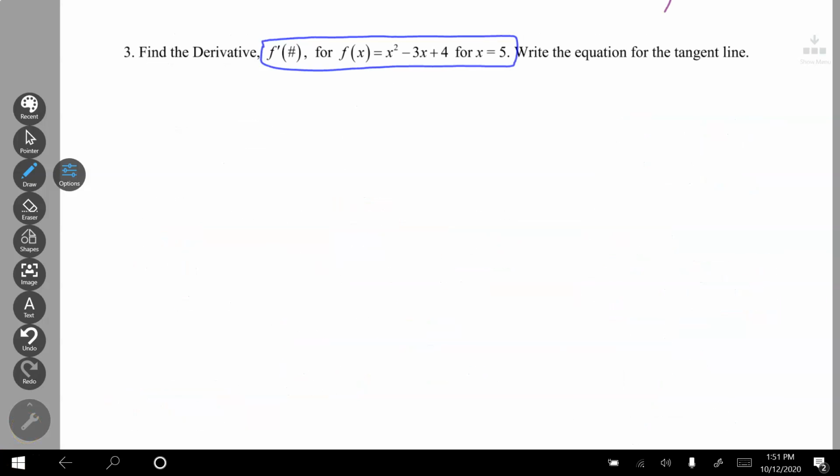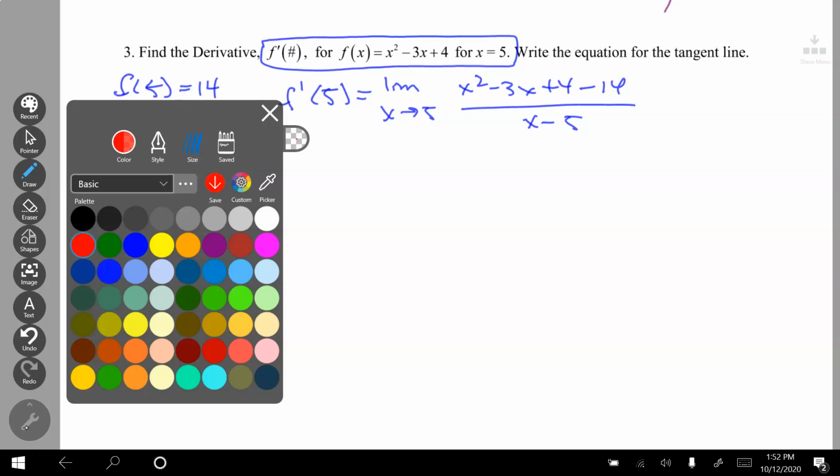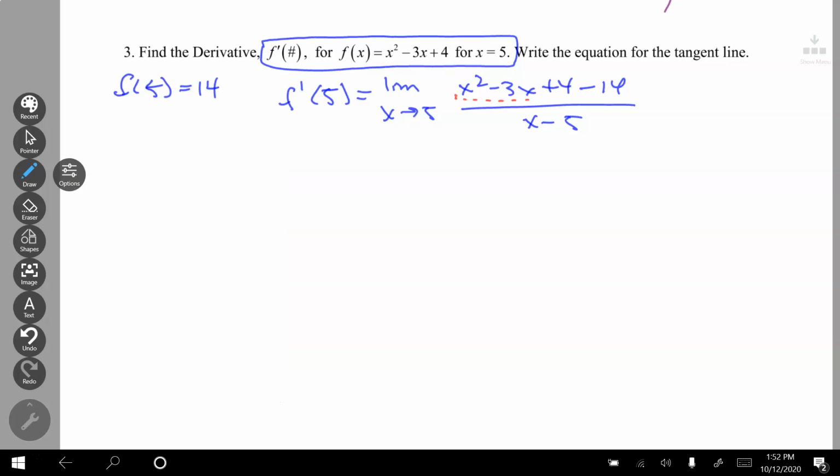Well, this is going back to the problem we did on the front page where we used h equal to 0.1 and 0.01, the same function. So I know my f of 5 was equal to 14. So now when I do my f prime of 5, that is the limit as x goes to 5 of x squared minus 3x plus 5 minus 14 over x minus 5. This is basically y2 minus y1 over x2 minus x1.